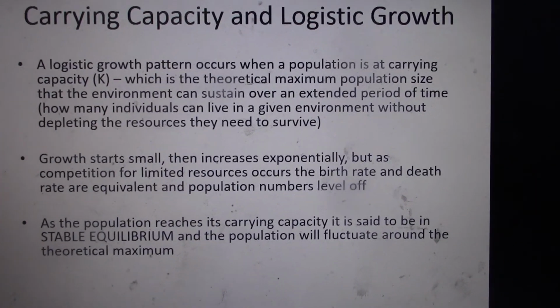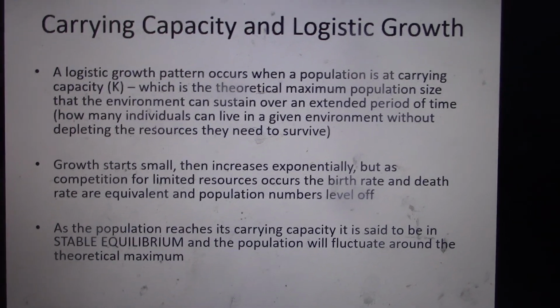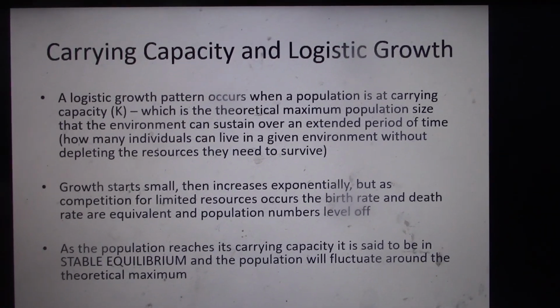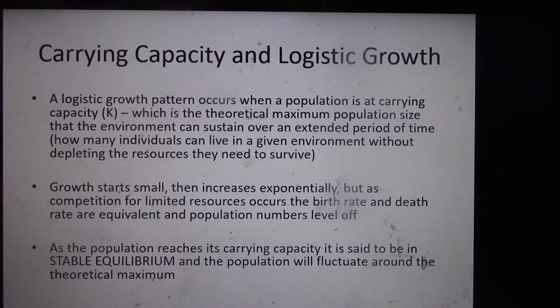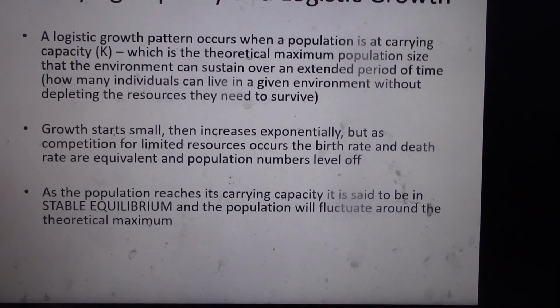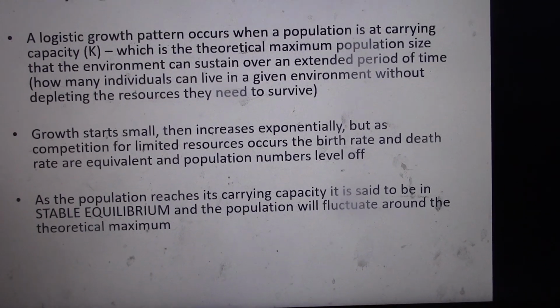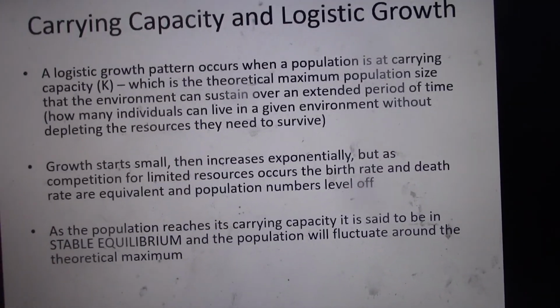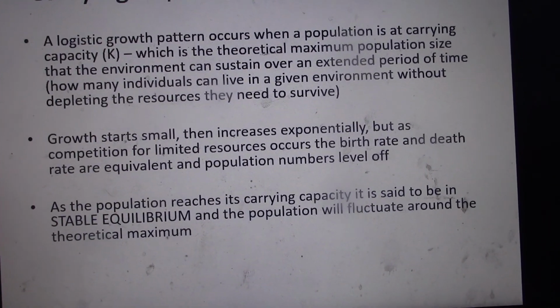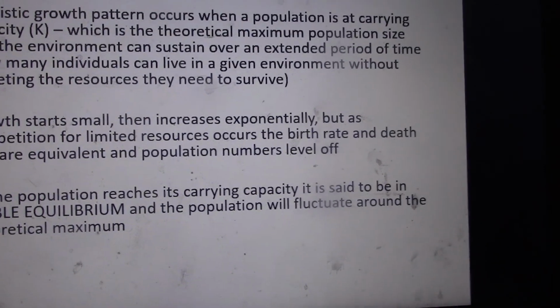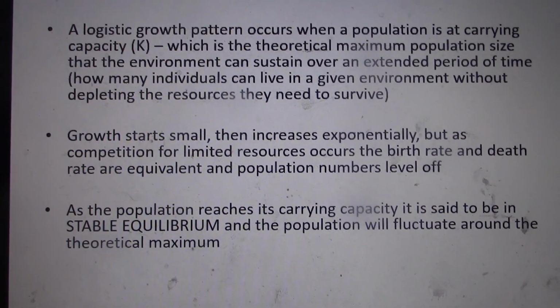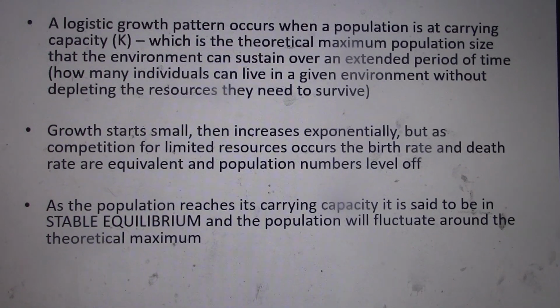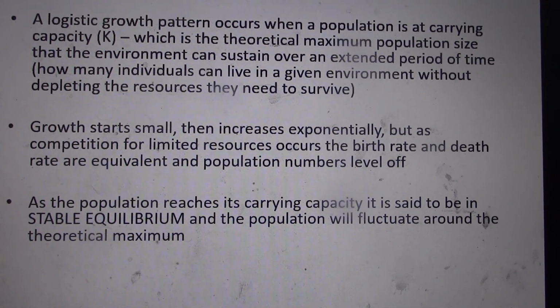So biotic potential is ideally what an organism wants to be able to produce, and the carrying capacity is what the environment will allow. So the growth starts small, then it increases exponentially, right? But as the population increases, then there's more and more competition for limited resources, because there's more organisms vying for those resources. And you end up with the population reaching equilibrium.